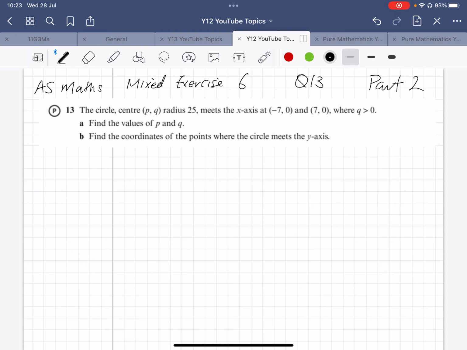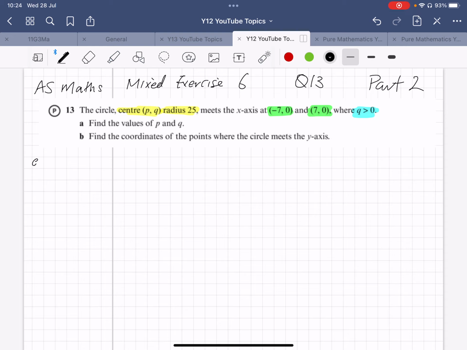So let's have a look at the information again. We're told that it's center PQ. We're told that its radius is 25, obviously it's a circle. And then the next set of information is it crosses the x-axis at -7 and 7. And the last bit is that q must be greater than 0.